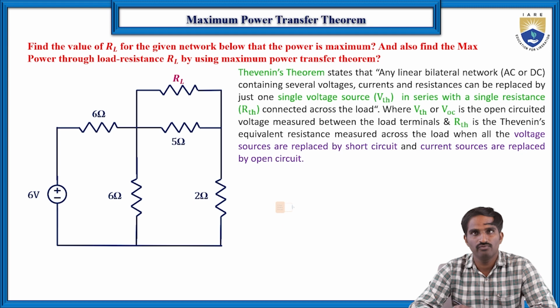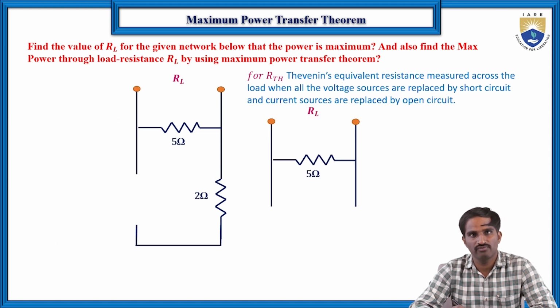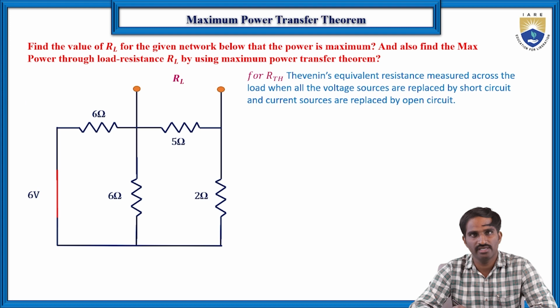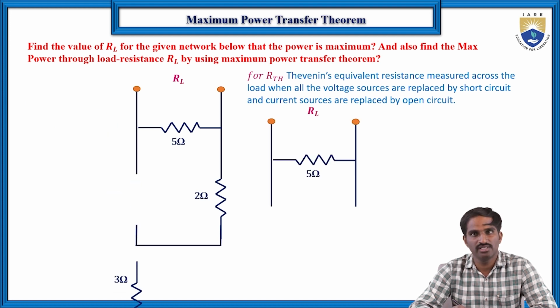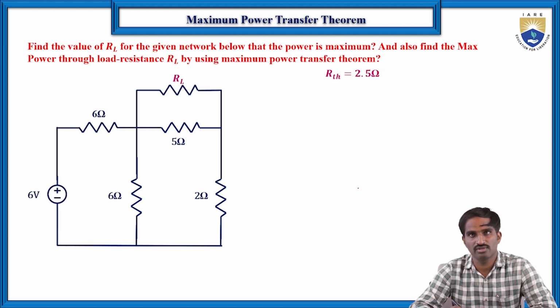We have to find R Thevenin across these two terminals, the load terminals, and replace the voltage source with a short circuit. Here 6 and 6 are in parallel, so you will get 3 ohms. Then 3 and 2 are in series, so you will get 5 ohms, and 5 and 5 are again in parallel, so you will get 2.5 ohms. So RL is equal to 2.5. And find the maximum power also.